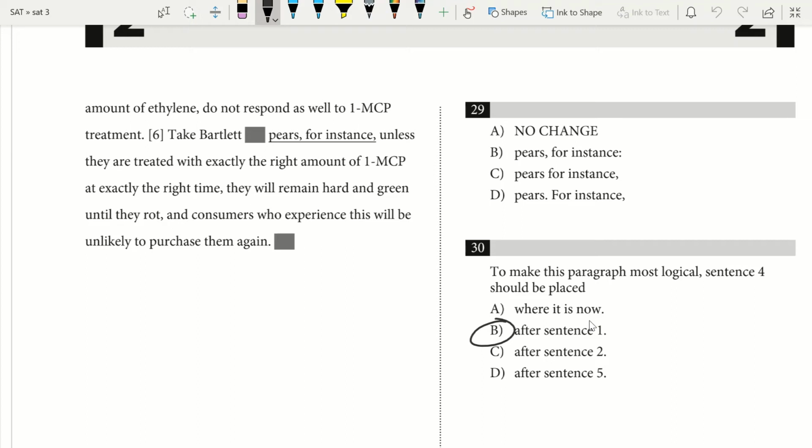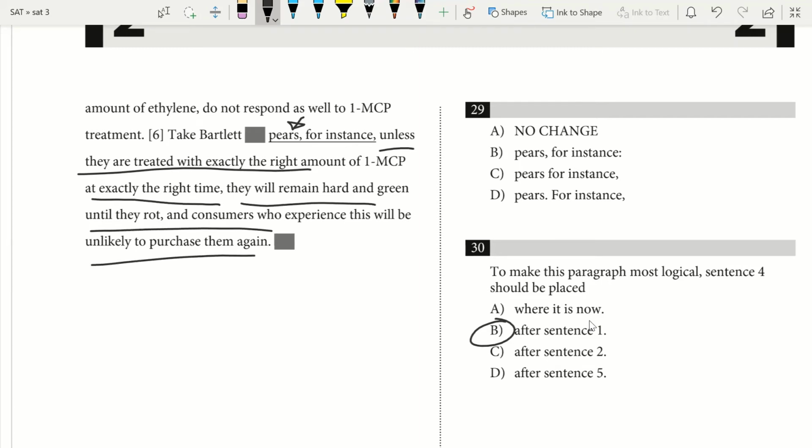Alright, so what we're doing here is in the second part of our sentence, we're giving an example that illustrates our idea that we introduced in the beginning, right? So we start out with taking Bartlett pears, for instance, as a fruit that does not respond well to 1-MCP treatment. But then the second part of our sentence is illustrating that idea by giving our example of how unless they're treated with exactly the right amount at exactly the right time, they remain hard and green until they rot. So we're illustrating the idea in that first part in our second part.